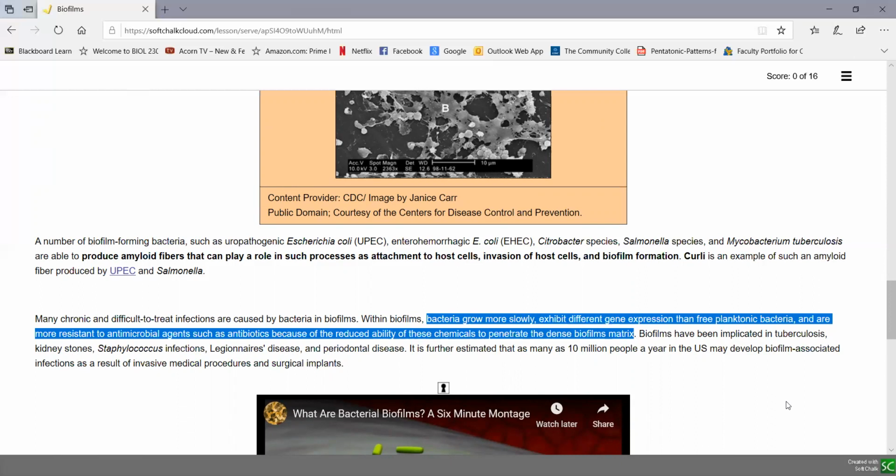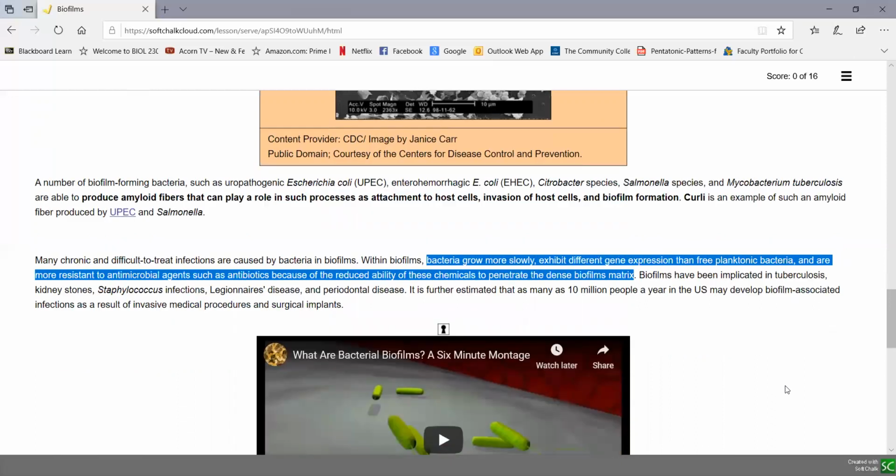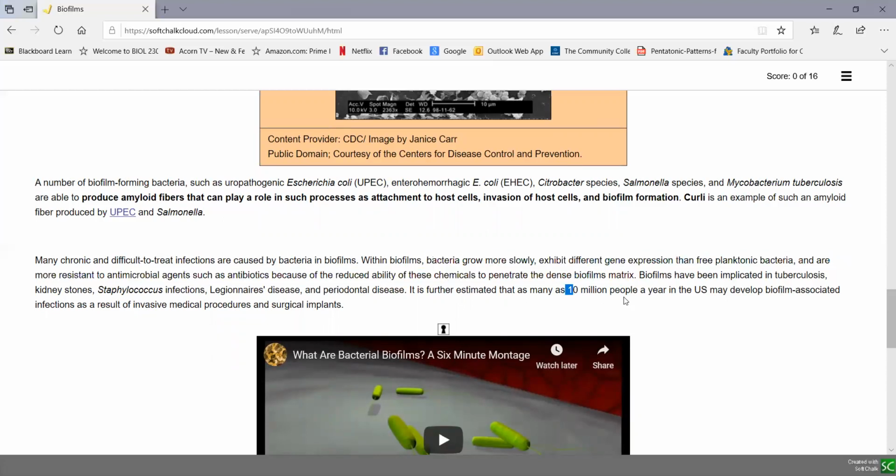And these have been implicated in a good number of infections, from tuberculosis to staphylococcus infections, Legionnaire's disease, and of course, periodontal diseases. And it's estimated that as many as 10 million people a year in the United States may develop biofilm-associated infections as a result of invasive medical procedures and surgical implants.